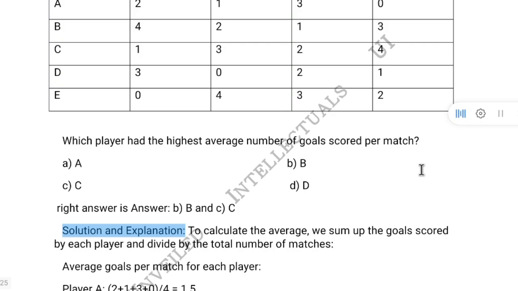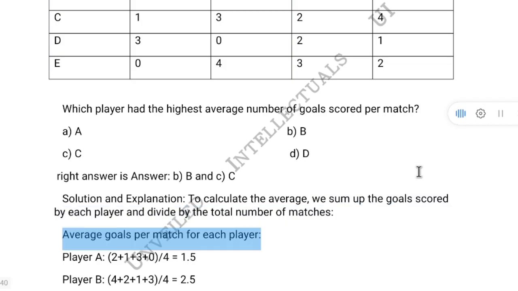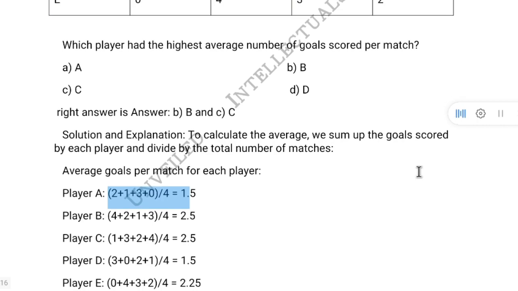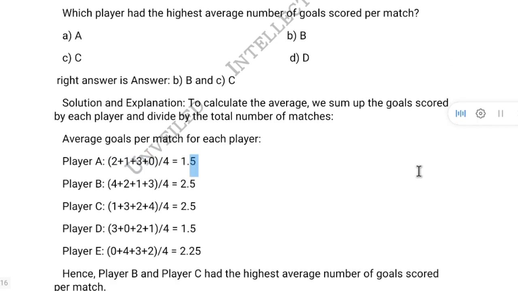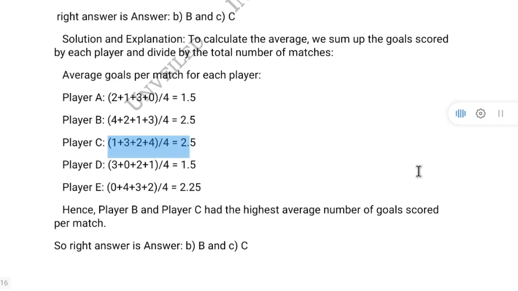Solution and explanation. To calculate the average, we sum up the goals scored by each player and divide by the total number of matches. Average goals per match for each player. Player A: 2 plus 1 plus 3 plus 0, divided by 4, equals 1.5. Player B: 4 plus 2 plus 1 plus 3, divided by 4, equals 2.5. Player C: 1 plus 3 plus 2 plus 4, divided by 4, equals 2.5.